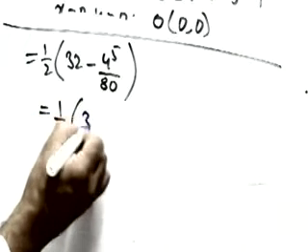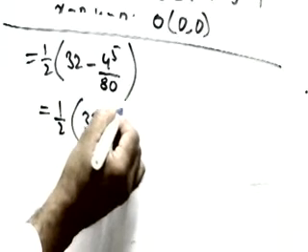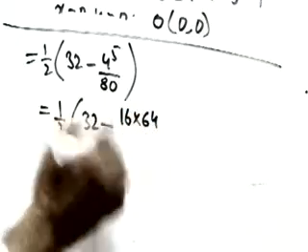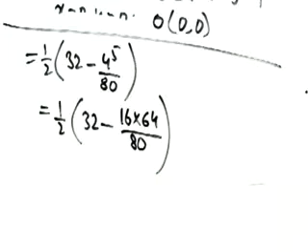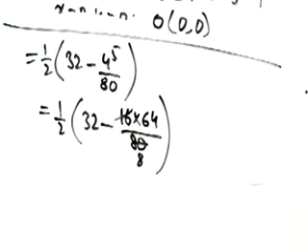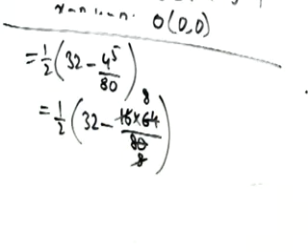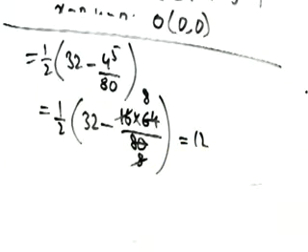Now let me solve this one. 1 by 2 into 32 minus. You see here 4 power 4 is 16 into 4 power 3 is 64. I'm writing like this: 4 square into 4 cube divided by 80. Now cancel this one. 16 ones are 16, 8s are, you will get 8 ones are 8, 8s are 64. So 32 minus 8 will be 24. 24 by 2 will be 12.